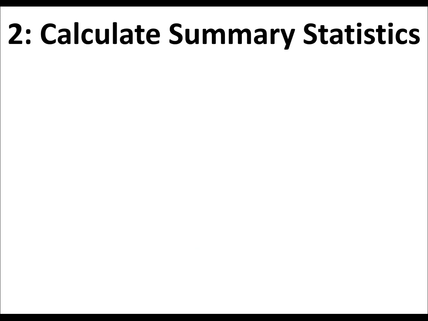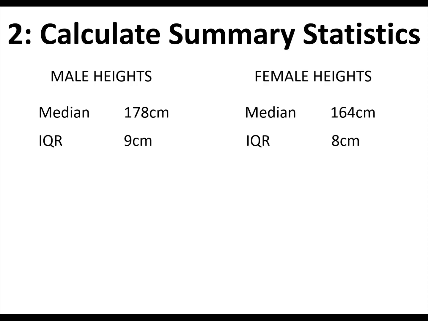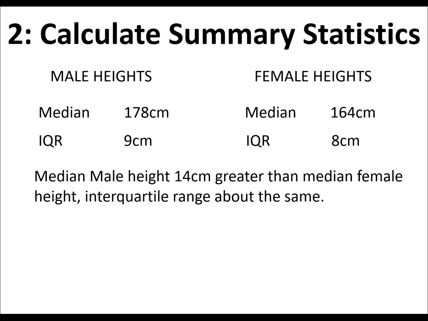Well, we've calculated our summary statistics. We looked at male heights, we got a median of 178 and an IQR of 9 centimetres. I didn't have time to show you, but we could have done exactly the same thing with the female heights, and in my sample that gave me a median of 164 centimetres and an interquartile range of 8 centimetres. What about my hypothesis, which was, on average, males in this town are taller than females?